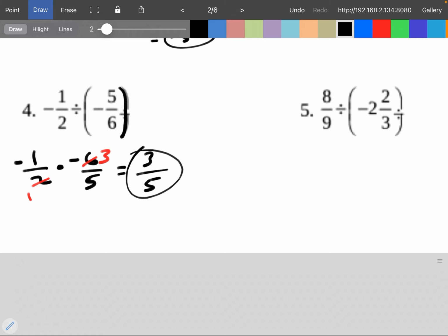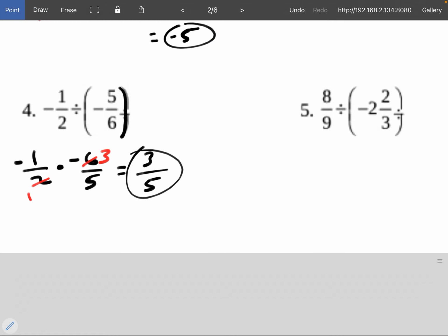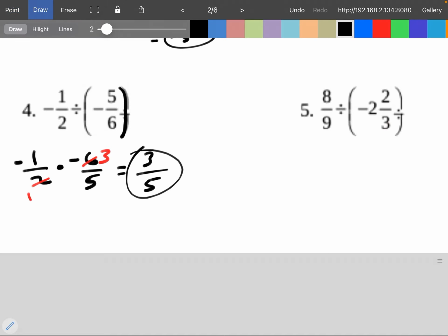All right, and then we'll do number 5. So on 5, it's keep, change, flip, but we want to write this second number here as an improper fraction. We don't want to do it as a mixed number. Again, that's got a weird division symbol on there. Let me slide over. So that's just a parenthesis here.